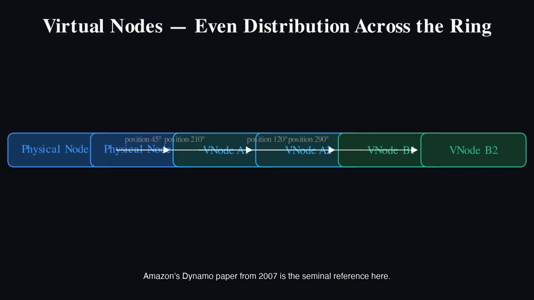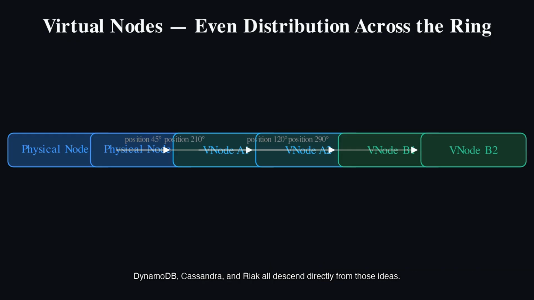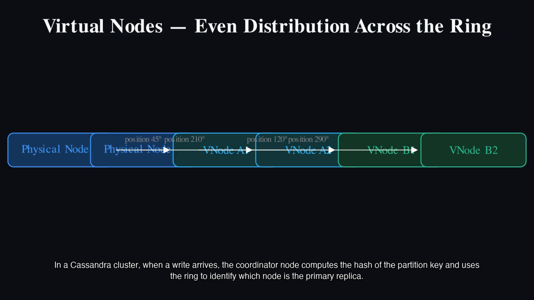Amazon's Dynamo paper from 2007 is the seminal reference here. Dynamo introduced the combination of consistent hashing, virtual nodes, and vector clocks that became the blueprint for a generation of distributed databases. DynamoDB, Cassandra, and Riak all descend directly from those ideas.